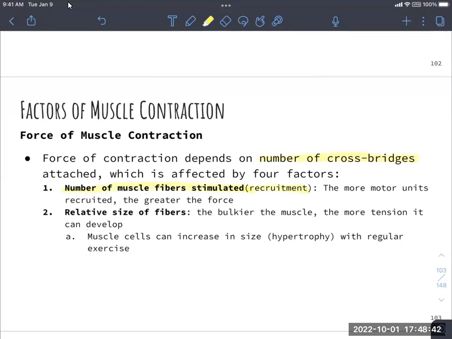The size of the muscle fibers. The larger the muscle fibers, the more tension they can create. And if you do weightlifting, your muscle cells hypertrophy or get bigger. So as your muscle cells get bigger, they can lift more weight. They can generate more tension. They can create more force.